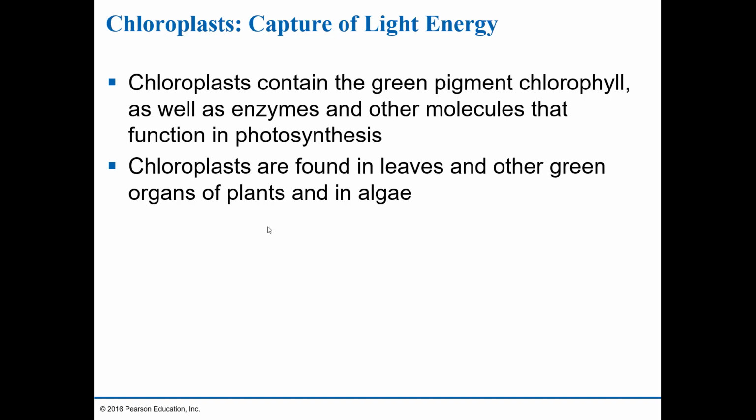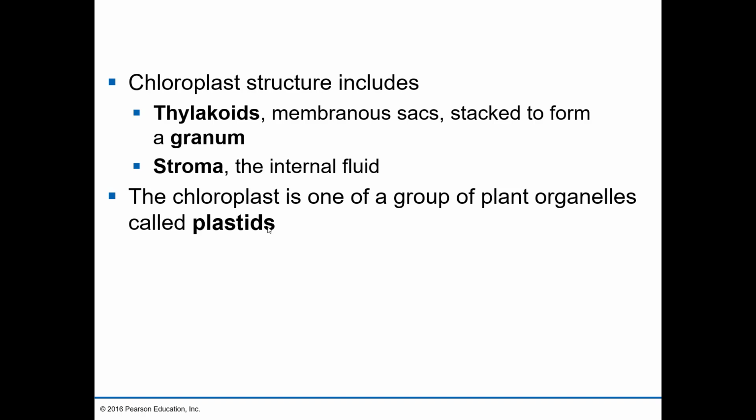Chloroplasts capture light energy. So the chloroplasts contain a green pigment called chlorophyll, and they also have a lot of enzymes and some other molecules that function in photosynthesis. They're found in leaves and all the other green organs of the plant, and also in algae, and that's why algae is green. Chlorophyll is the color green, and that's what gives plants their green color.